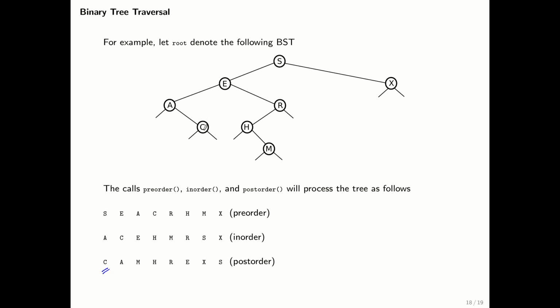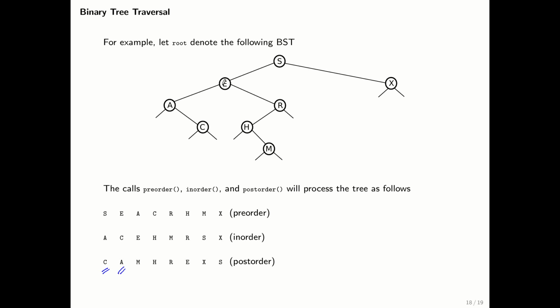Okay, so now we are done with this node. We go back here, and we simply end up printing A. Okay, so we are done with this node. So we go back here, and now what do we do? Well, we visit its right subtree.